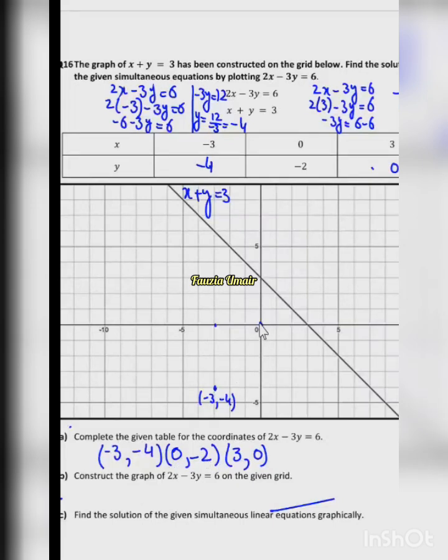So x is 0 means that we will not go on the x-axis. I am still on the origin because the value of x is 0. And x is only 0 when it is on the origin. Now I have to go y is equal to minus 2. So I will go in this direction. So this is the point. Which point is this? This is 0, minus 2.